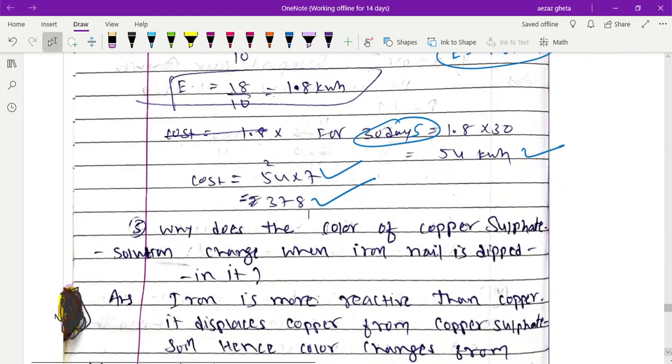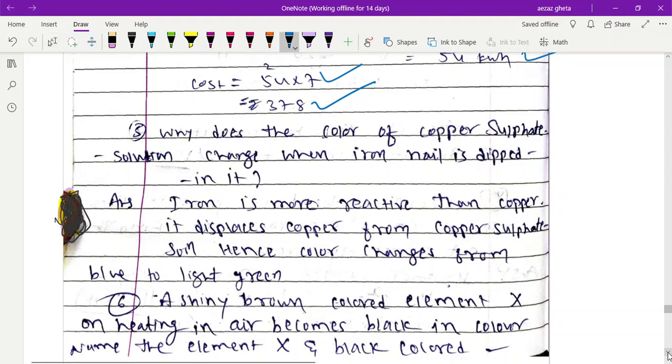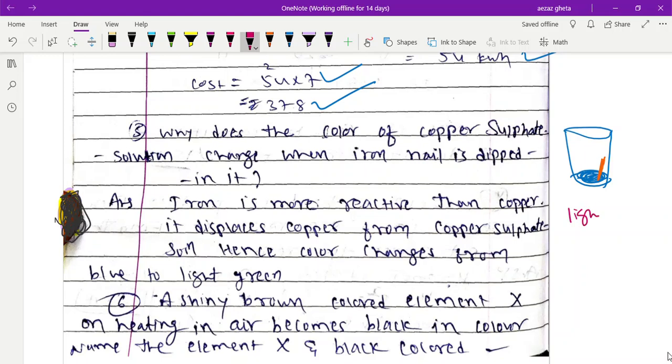Why does the color of copper sulfate solution change when an iron nail is dipped in it? See, copper sulfate solution is normally blue in color. If you dip an iron nail in it, that blue color copper sulfate solution will change to light green color. You are copying, right? That blue color copper sulfate solution will change to light green color. Why does it take place? It is due to displacement reaction.